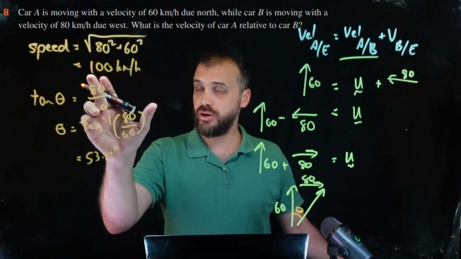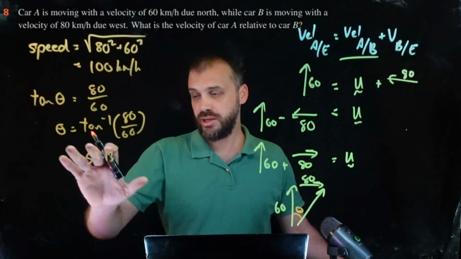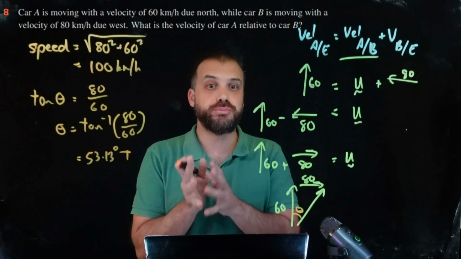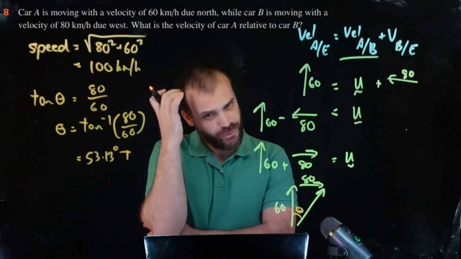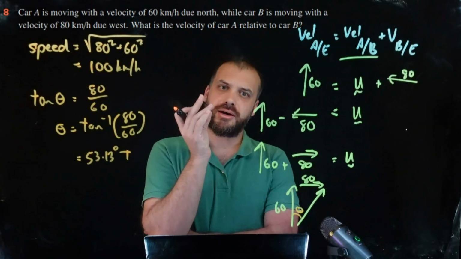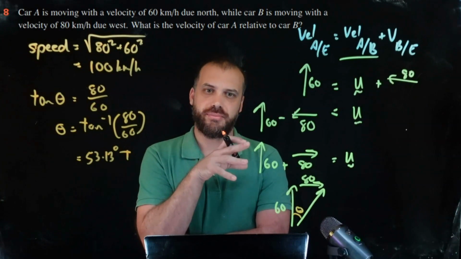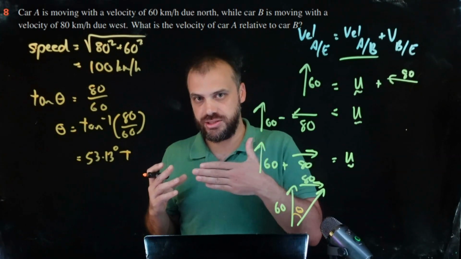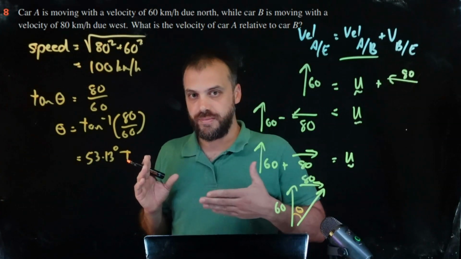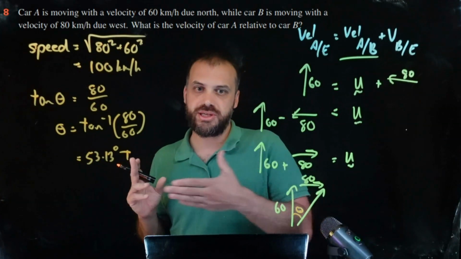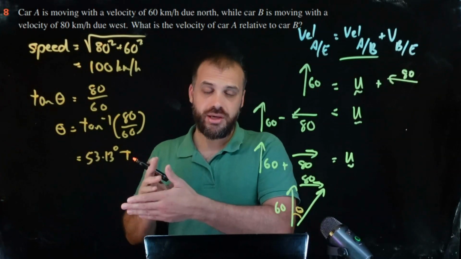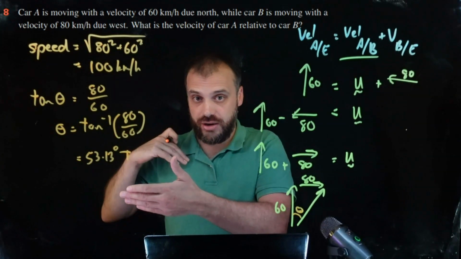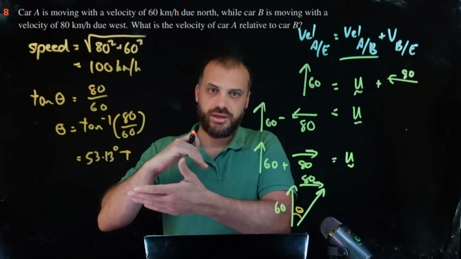So we get an answer here of a speed of 100 kilometers per hour and a direction of 53.13 degrees true bearing, right? Now, it's really worth trying to visualize this in your head. What is the velocity of car A relative to car B? So imagine you were in car B, traveling at 80 kilometers an hour west. All right, so you're in car B, you're traveling west. You look left, and you see a car, and it's traveling at 60 kilometers per hour in a direction of north.